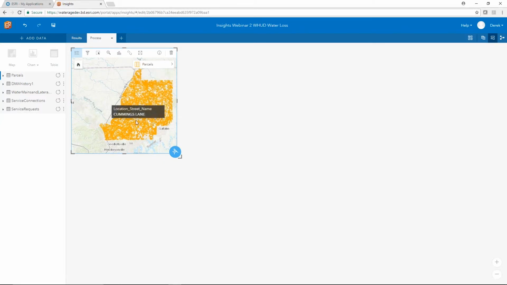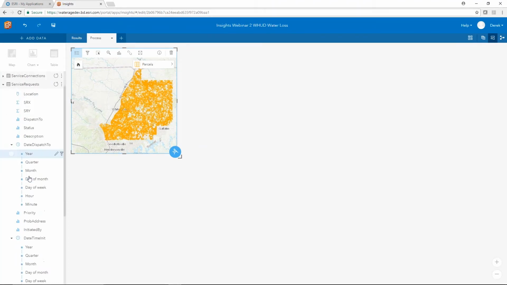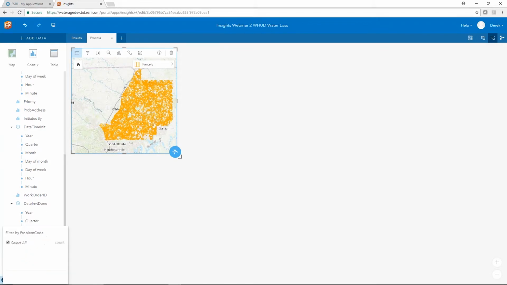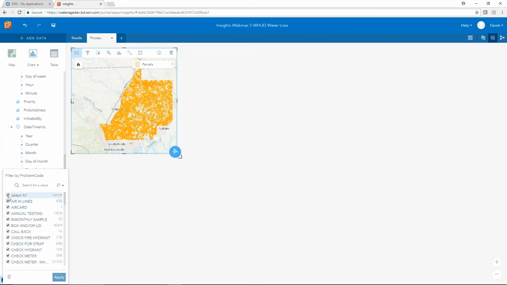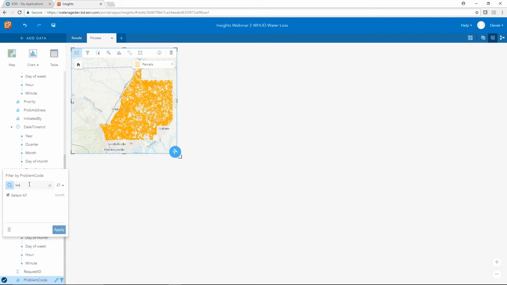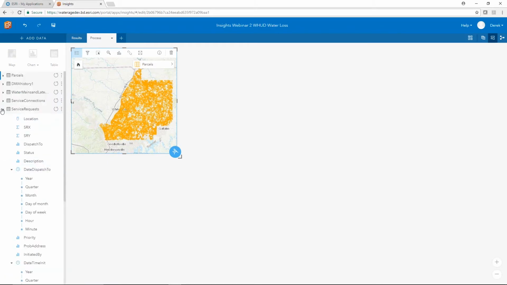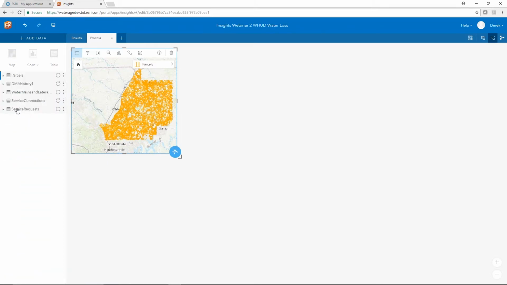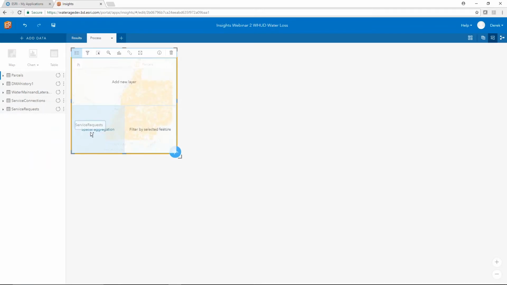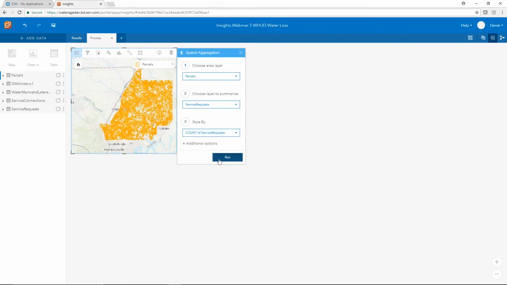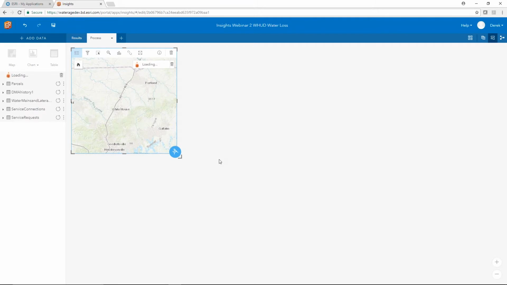So in here, I've added my parcels, which is coming from the county and contains the age of each development. And I'm going to take my service requests, and filter those down so I'm only looking at the leaks. So instead of all 300,000 service records, I'm going to look at just my leak requests, which is about 17,000 records. Now that I have those filtered down, I can aggregate those onto my parcels, which is going to give me a count of service requests for leaks on each parcel.